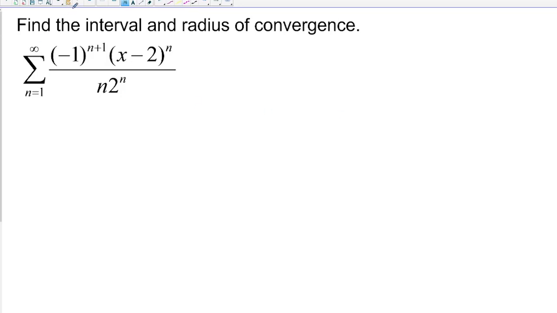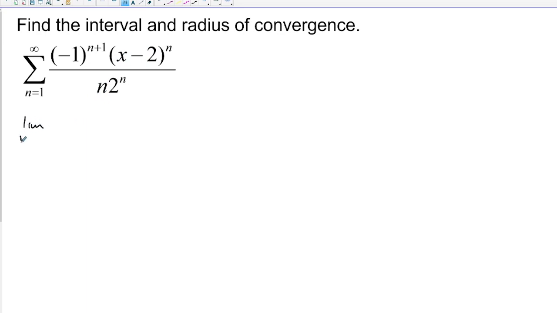All right, this is section 10.4, day 2, and this is after the video. Find the interval and radius of convergence. Here we have a variable in the problem, and this would be geometric if we didn't have that n right there. Because we have that n, we're going to use the ratio test.